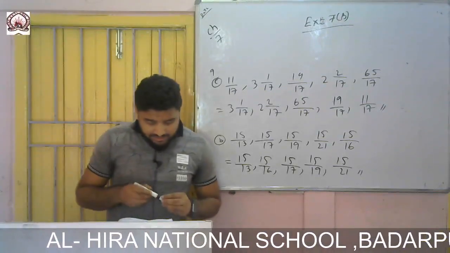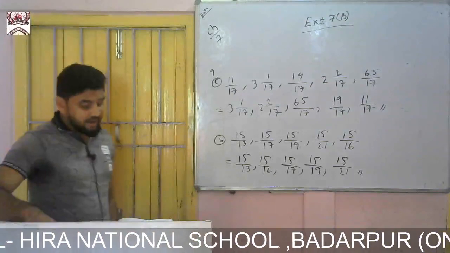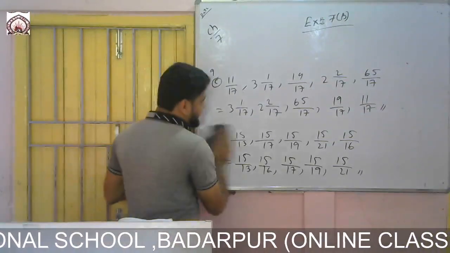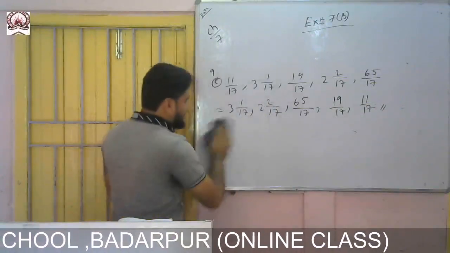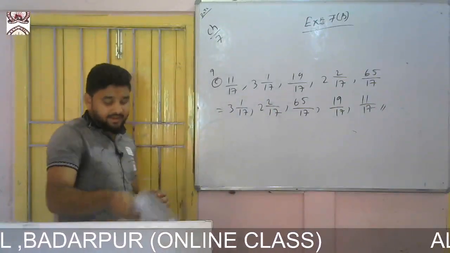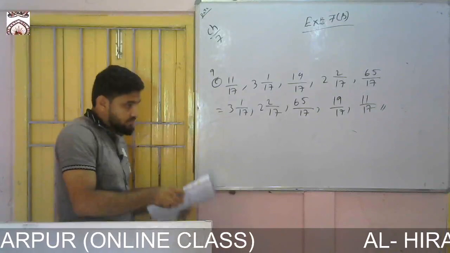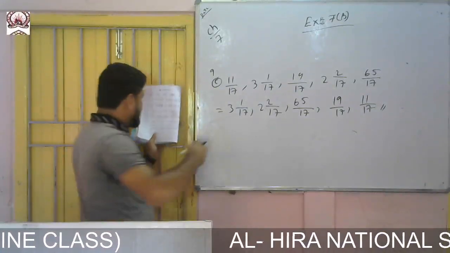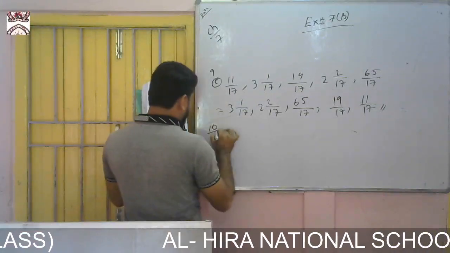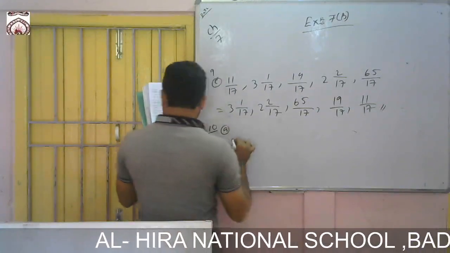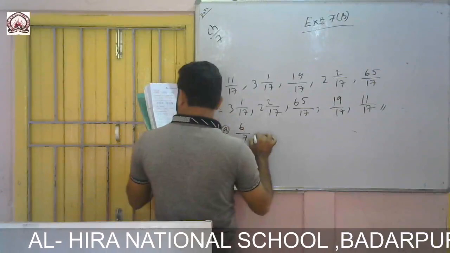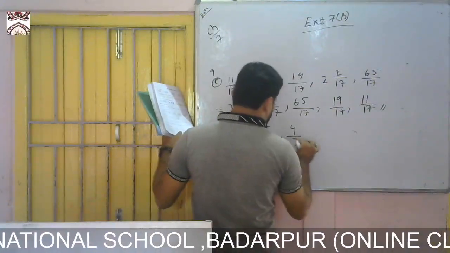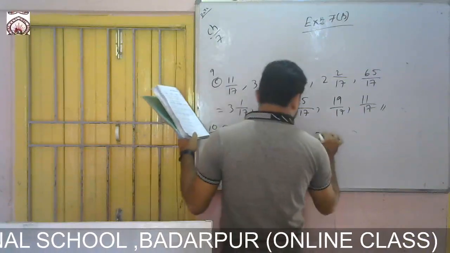Now come to question number 10. Write in ascending order. So this is just the opposite of question number 9. Write in ascending order. So if you know descending, then the opposite of this one is ascending.